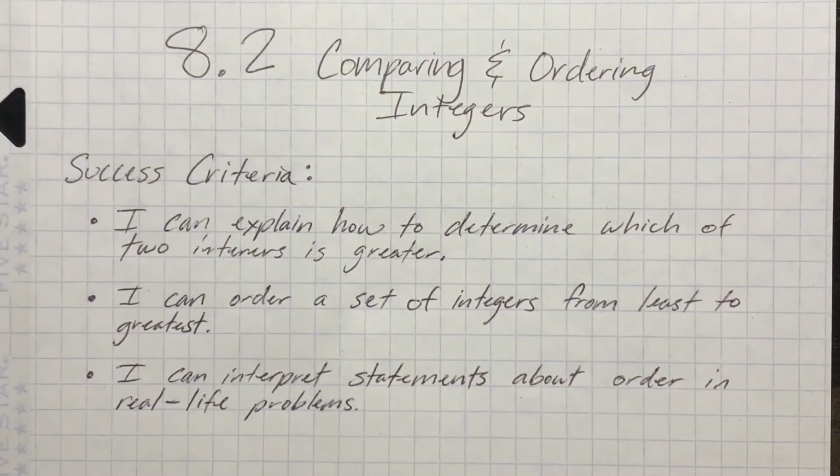With 8.2, comparing and ordering integers, our success criteria is that we're going to be able to explain how to determine which of two integers is greater. We're also going to be able to order a set of integers from least to greatest. And lastly, understand statements about order in real life problems.